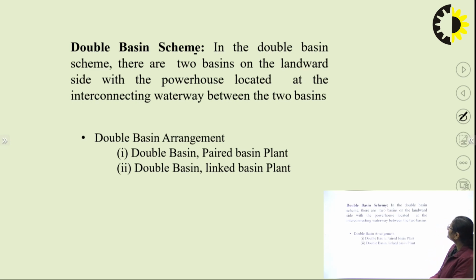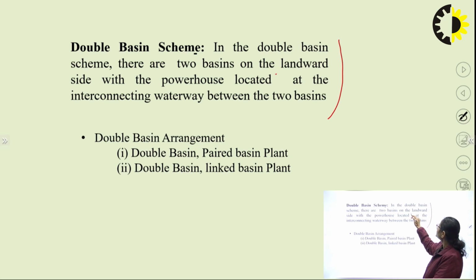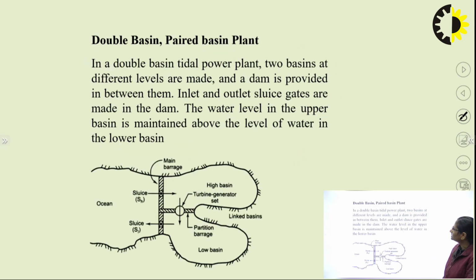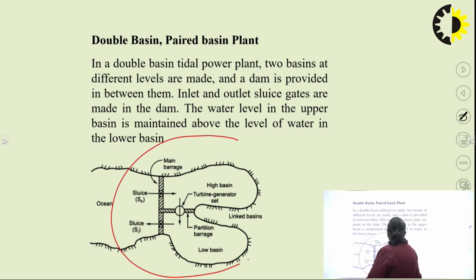Then comes the double basin scheme. In the double basin scheme, there are two basins on the landward side with the powerhouse located at the interconnecting waterway between the two basins. It is actually there in one system. Double basin arrangements have two systems: the double basin paired basin plant and the double basin linked basin plant. In the double basin paired basin plant, just see this and keep it in mind.